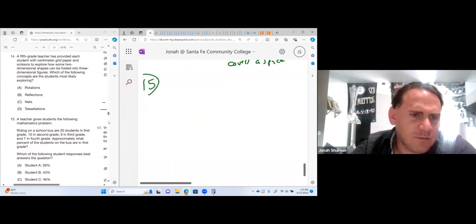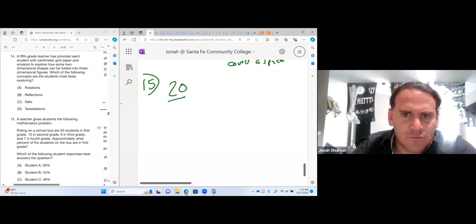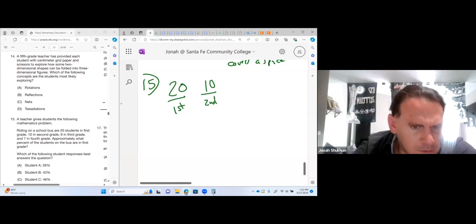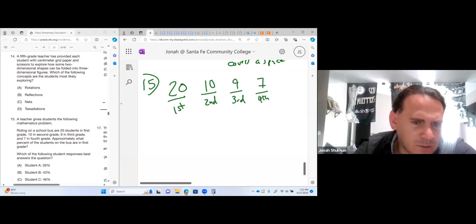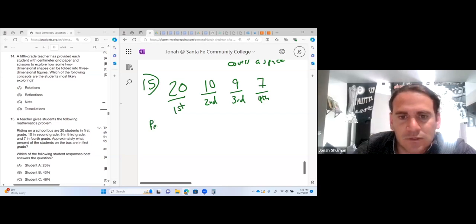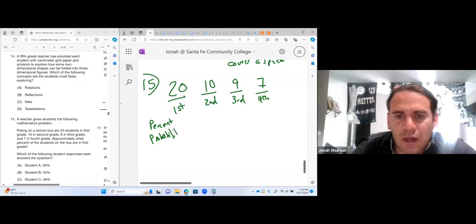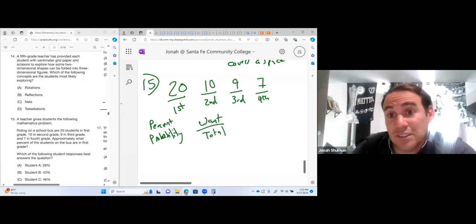A teacher gives the students the following math problem. Riding on a school bus, there are 20 students in first grade, 10 in second, 9 in third, 7 in fourth. Approximately what percent of the students on the bus are in first grade? So again, this is like a percent or a probability question. All you have to think about is what do they want over the total? And they say we get to round, which is nice, right?